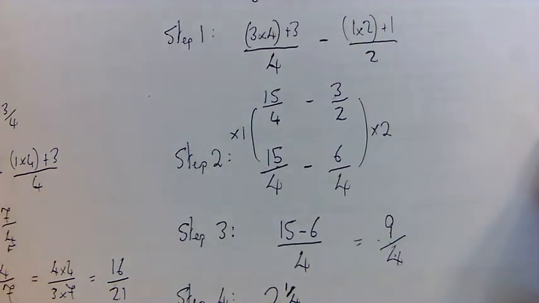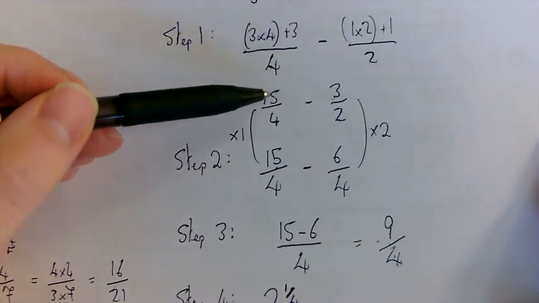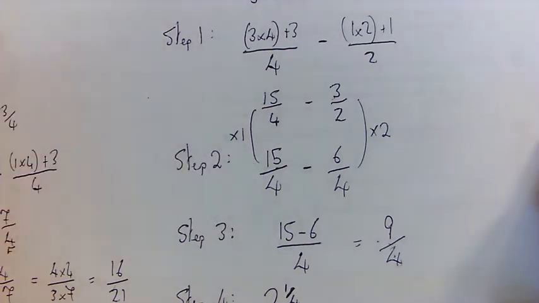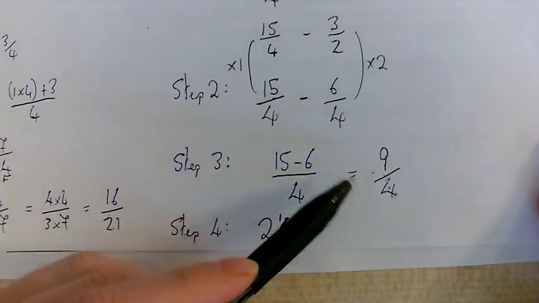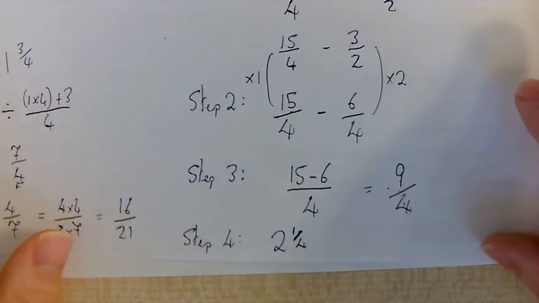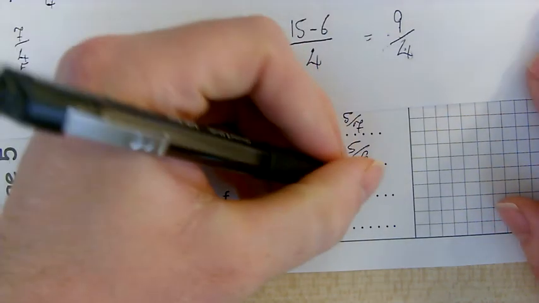So there was a lot to that question. Change them into improper fractions first, then changing the denominators before we do our subtraction, and converting them back into mixed numbers from improper. So 2 and 1/4 for that one.